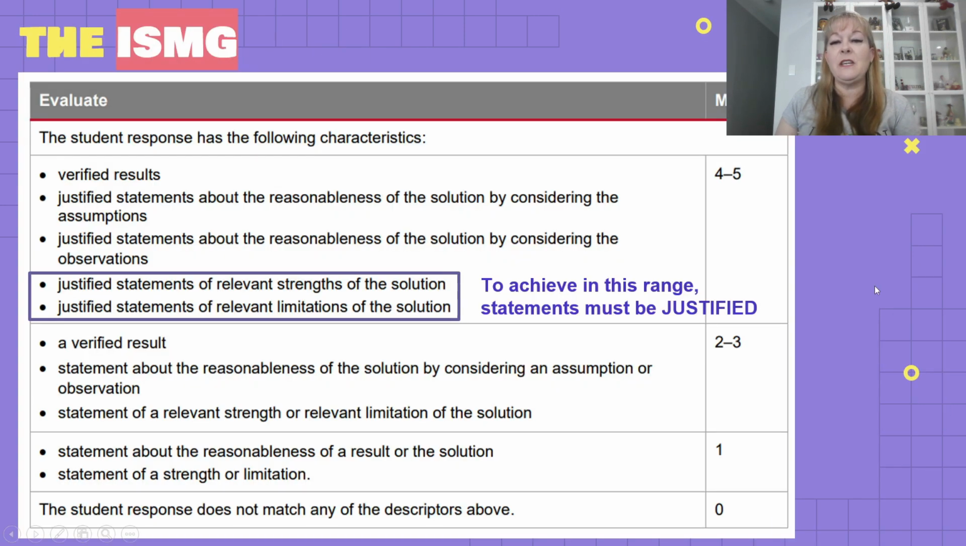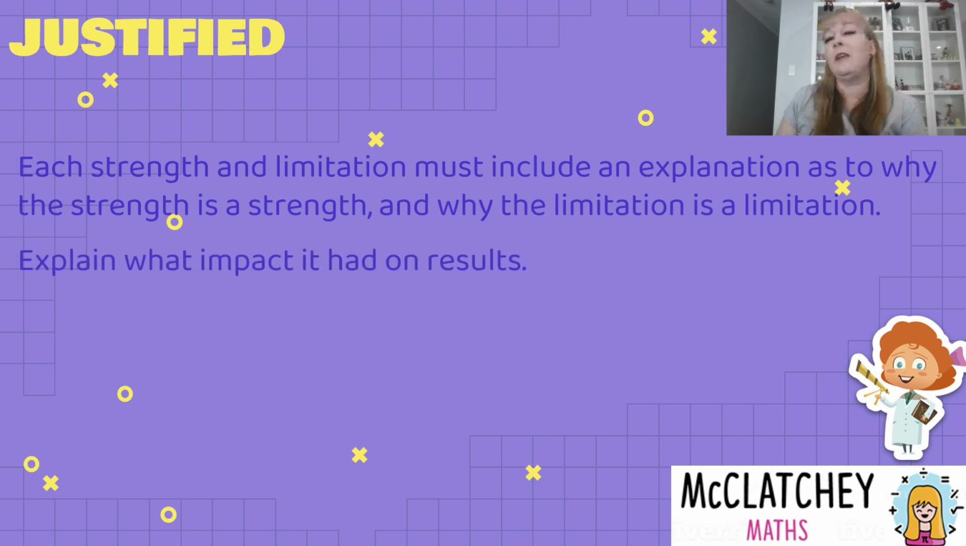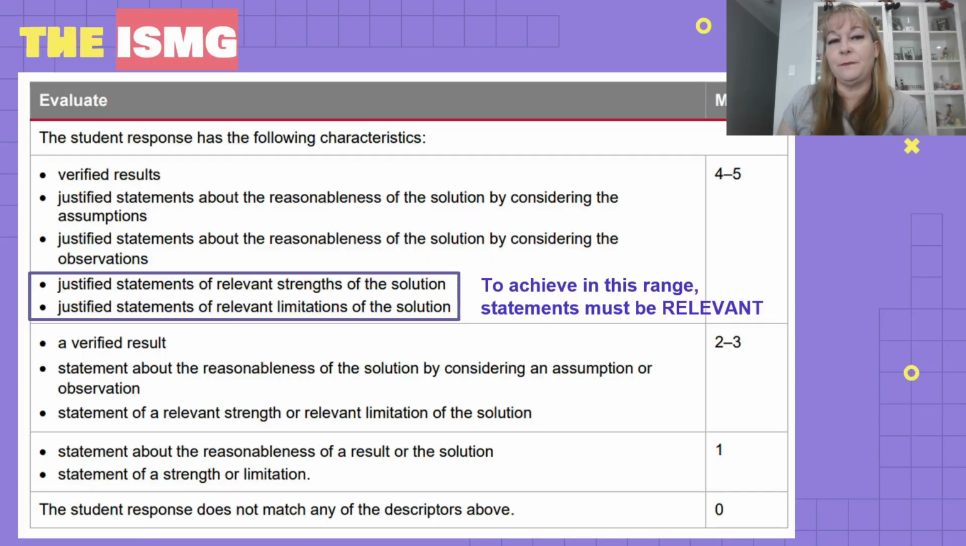Okay, the next thing is we need this justification. I've mentioned this a few times. I've also talked about it across the videos because this word justified spans all 4 of the criteria of the PSMT. So that means you need an explanation as to why the strength is a strength and why the limitation is a limitation. It's not just enough to say, I had 0.8 correlation and that's a strength. Why is that a strength? What impact does it have on the results?